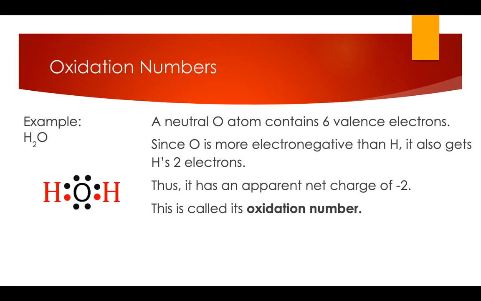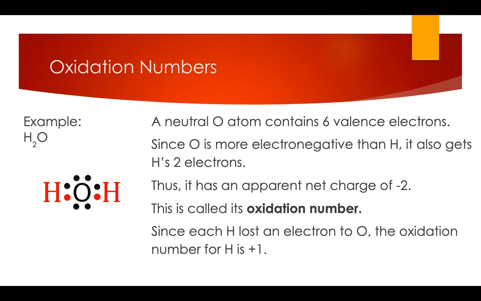So this is called its oxidation number. So the oxidation number for oxygen is -2. And because the hydrogens have lost their electrons, 1 each, they have oxidation numbers of +1 because they have lost a negative electron.